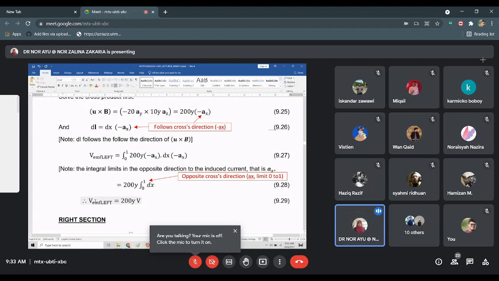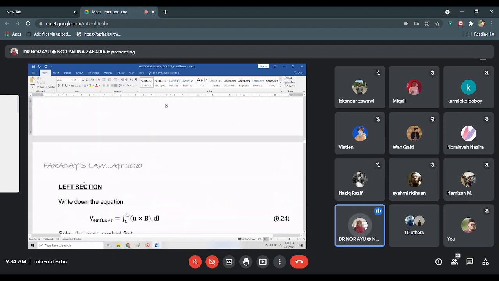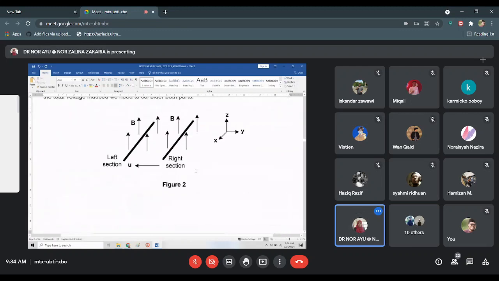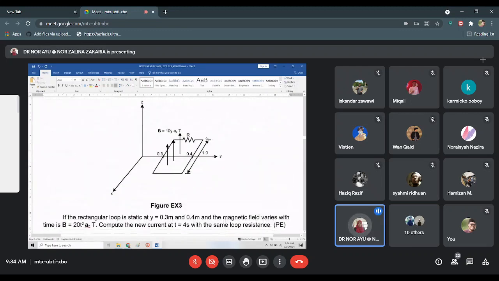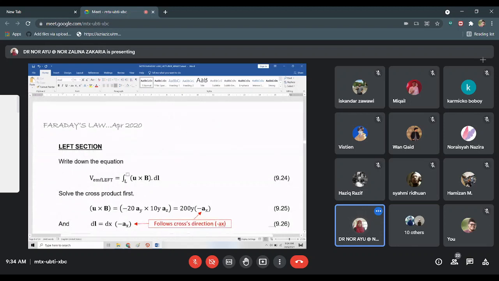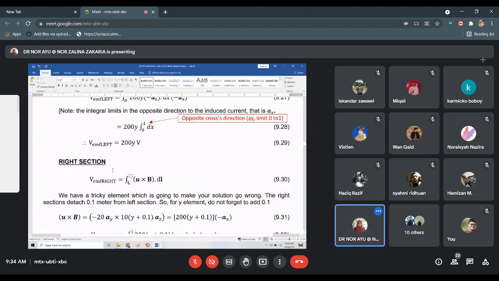Oh, I forgot to explain. Just now, we have two sections here. We have one left section and we have one right section. You can see here, this is your loop. So instead of one single line that cuts the magnetic field, we have two lines that cut the magnetic field. One line is at 0.3 and another line is at 0.4. So we need to find both. That's why we have the left section, and then we have the right section.